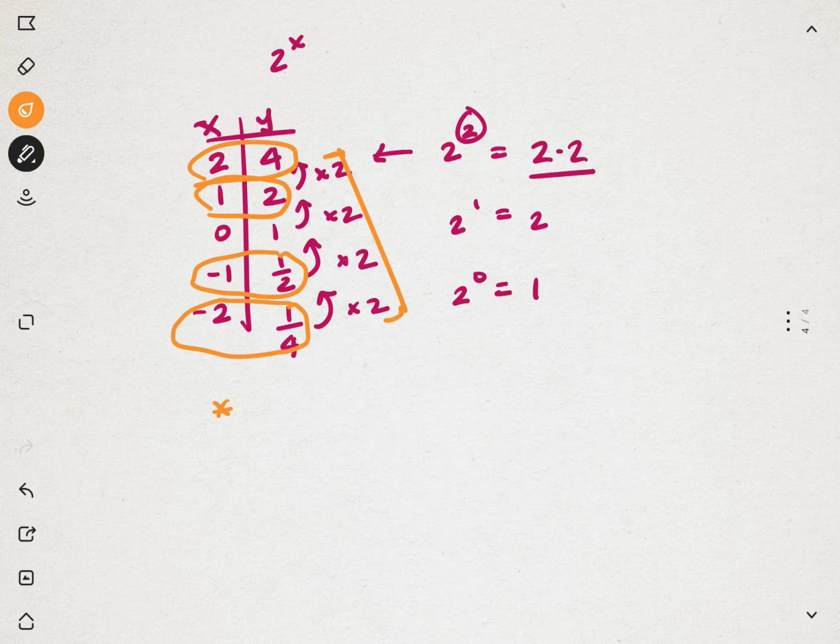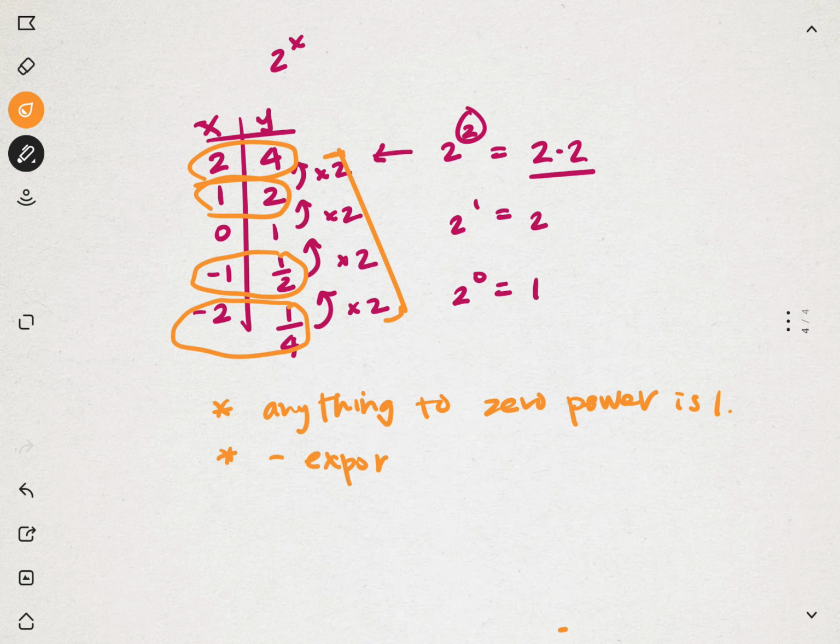So one thing to note here, and if you don't want to do the table and think of it that way, I like to think of it that way because it helps me conceptualize everything that's going on. But the main thing to note here is that anything to the 0 power is 1. The second thing that we need to note is that the negative exponent, all that means to do is reciprocal.